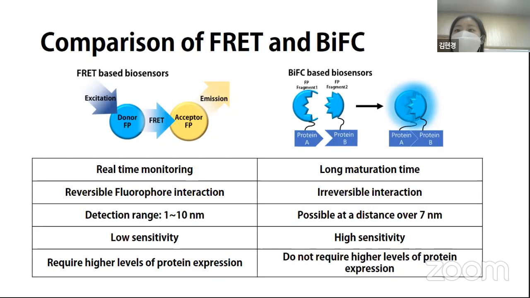Fluorescent protein biosensors are promising in many applications. Since there are various pros and cons, choosing the proper fluorescent biosensor will be important.